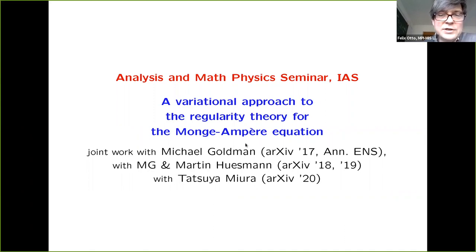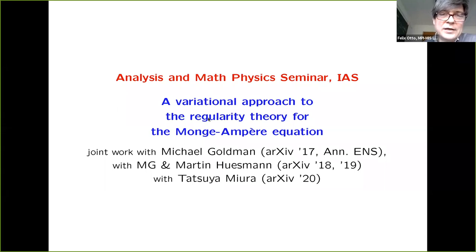This is work which Michael Goldman, who is now at CNRS in Paris and was a postdoc in Leipzig, and I started a couple of years ago. Later on Martin Huesmann, who is in Münster now, and Tatsuya Miura, who is in Tokyo and was also a postdoc in Leipzig, joined in. Essentially all I'm talking about you can find on the arXiv. It will take a while until it's accepted, but until it appears.